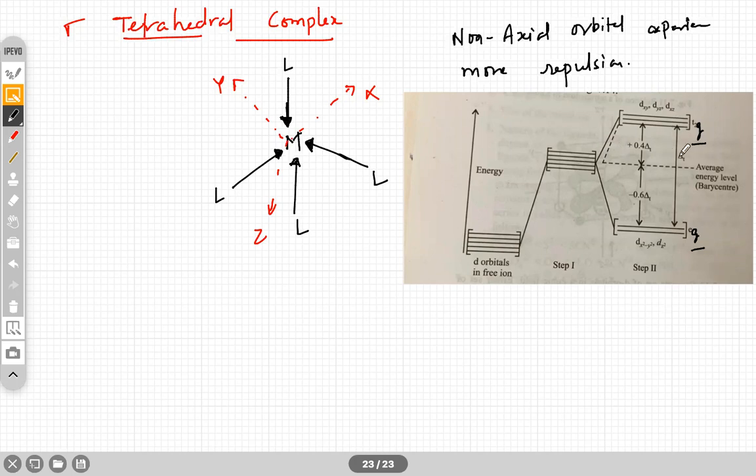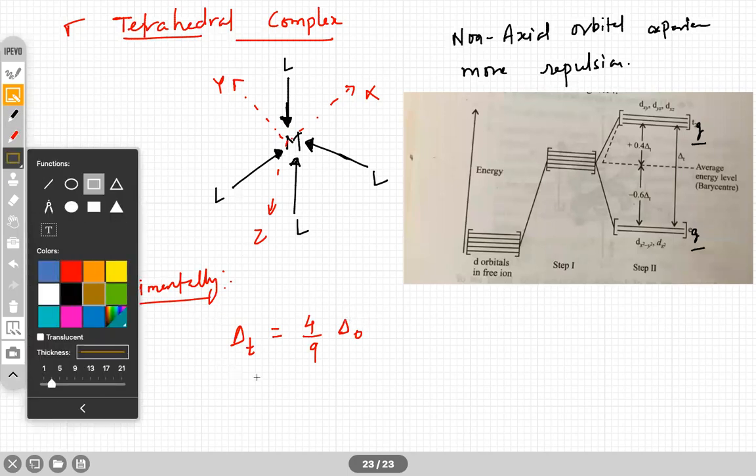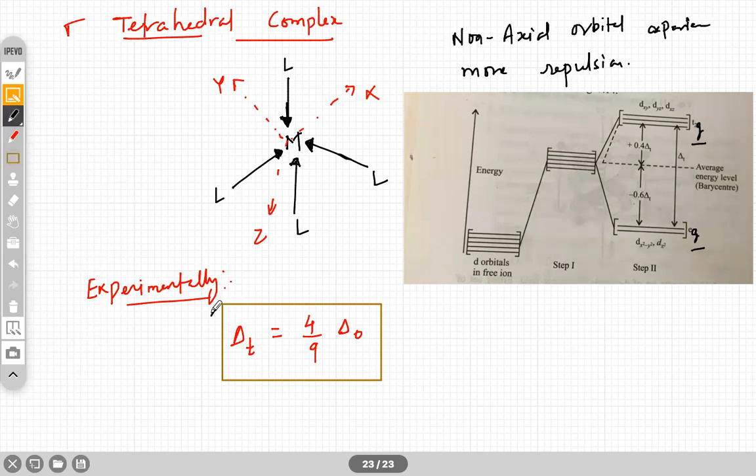Now, the splitting here is given as delta T. You see, T stands for tetrahedral. This is delta T, okay? And there is a relation of delta O and delta T, and this relation is established experimentally. The relation is delta T for tetrahedral equals 4 by 9 times delta O. 4 by 9 times delta O. This is experimentally determined. No proof, nothing. Many times they have asked this question, right, so you must keep this in mind. From this only you can easily understand that delta T is less than delta O. This is also something you can conclude from this.